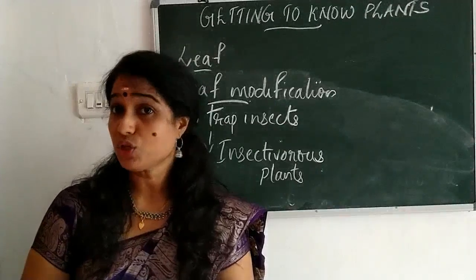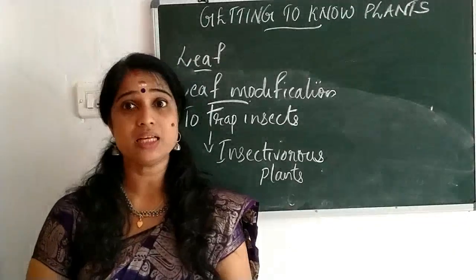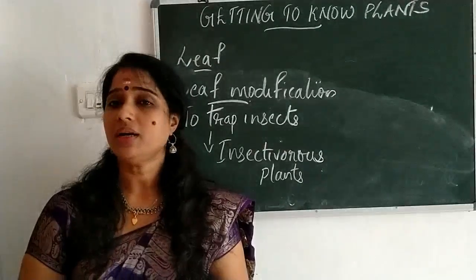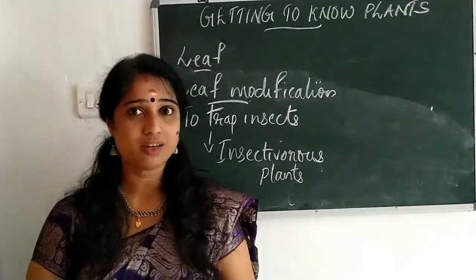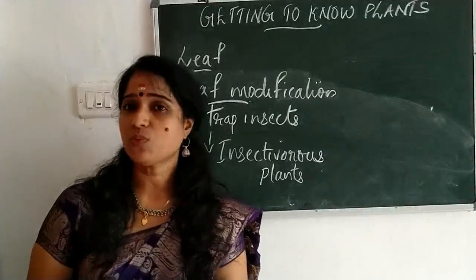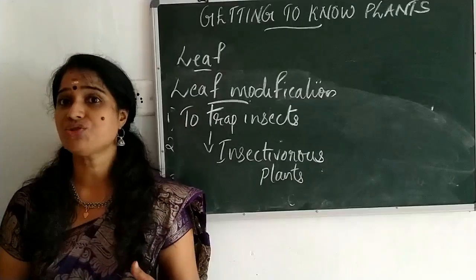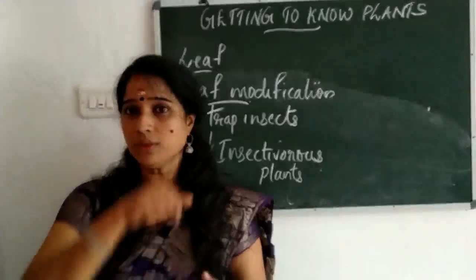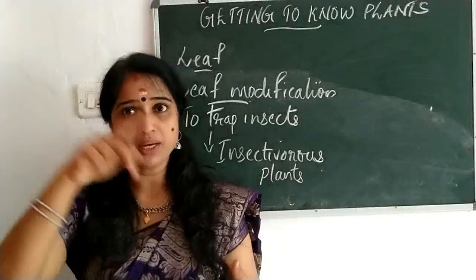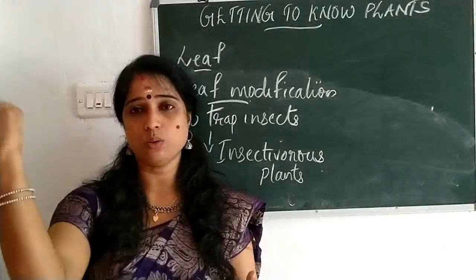Leaf modified to store food, you had already seen in the case of onion plant. Next one, leaves modified to reduce the loss of water, that you had seen in the case of cactus. Spines are there. Next one, leaves modified to form tendrils to coil around the support. You had seen in pea plant. The leaf will become the tendrils and they coil around the support.